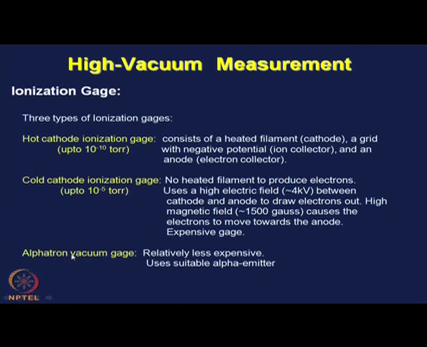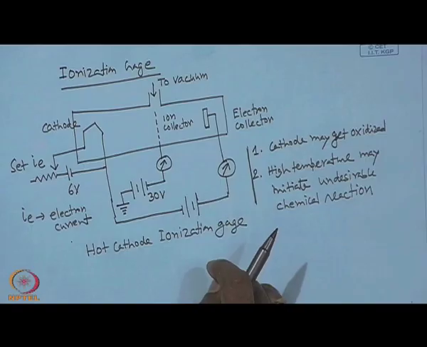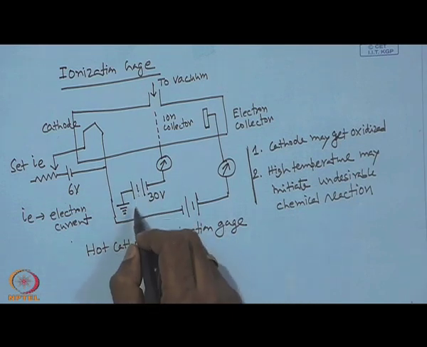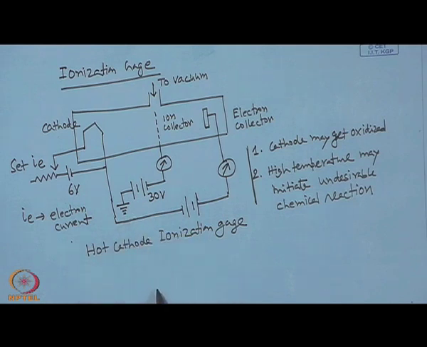A third variant, alphatron vacuum gauge, uses an alpha emitter, say a radium source, to ionize the gas molecules. Okay. Let us now look at the schematic of the cold cathode ionization gauge and alphatron vacuum gauge. Before that, let us talk a line about the sensitivity of the ionization gauge.